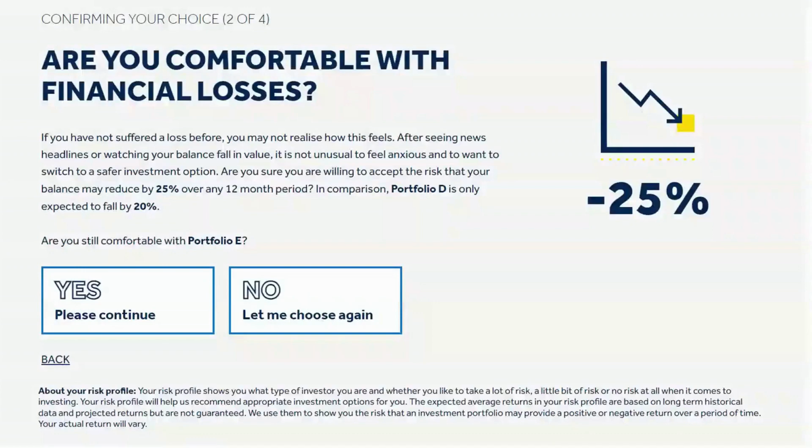And now we start talking about losses. If you haven't suffered a loss before, you may not realise how this feels. After seeing news headlines or watching your balance fall in value, it's not unusual to feel anxious and to want to switch to a safer investment option. Are you sure you're willing to accept the risk that your balance may reduce by 25% over a 12-month period? In comparison, Portfolio D is only expected to fall by 20%. Now, in this example, it's not a huge difference, 25 to 20. In some of the other examples, it's a lot greater, 20 to 10 and 10 to 0, that type of thing. But again, it's now prompting them to have a look at it.